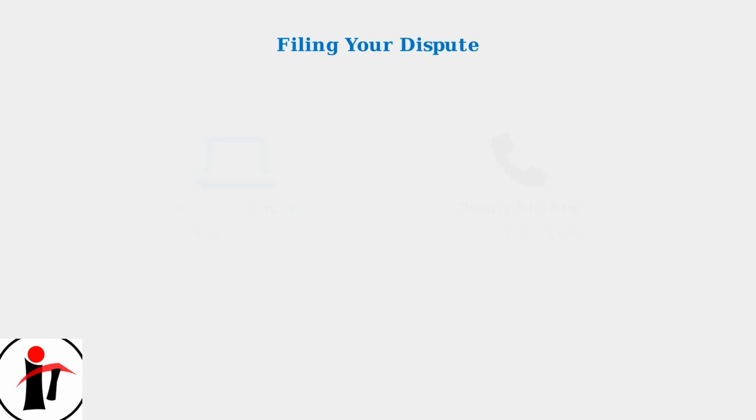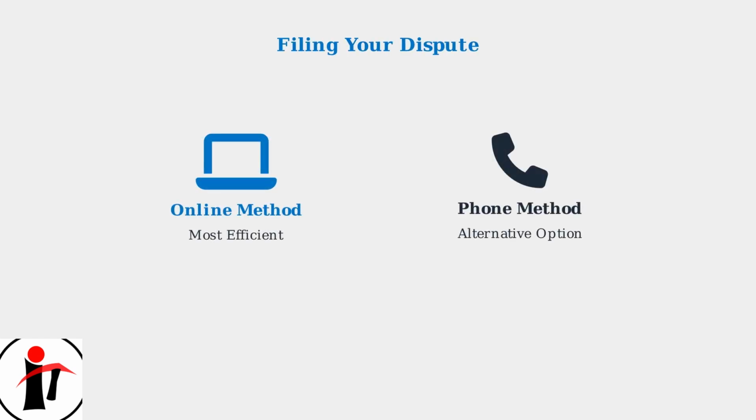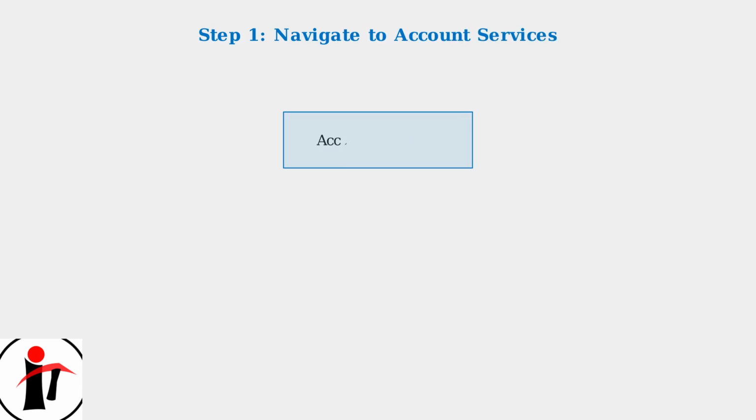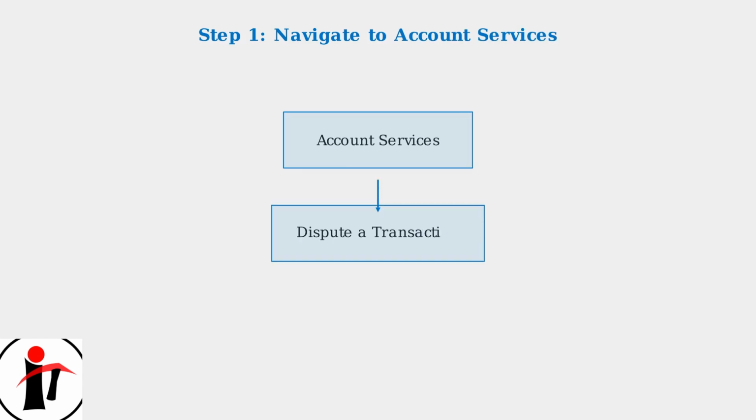There are two main ways to file a dispute with Chase. The online method through their website or mobile app is the most efficient option. For the online method, start by logging into your Chase account and navigating to Account Services. Then select Dispute a Transaction to begin the process.